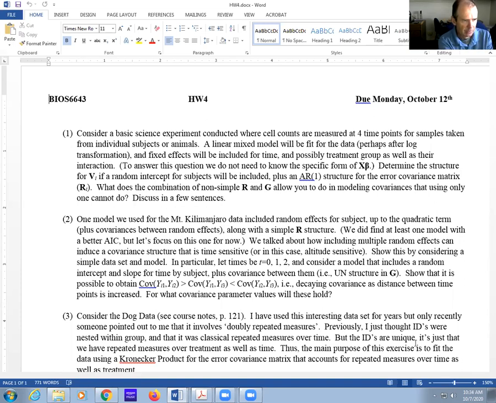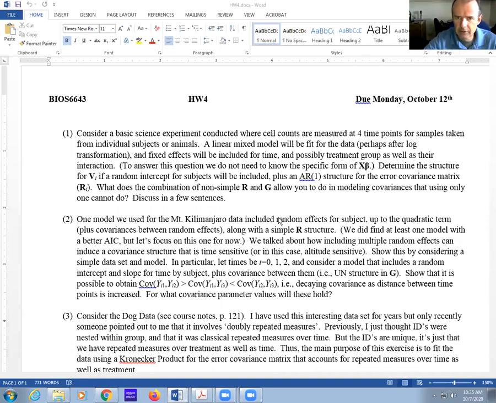Determine the structure for V sub i, if random intercepts for subjects will be included, plus an AR1 structure. What does a combination of non-simple R and G allow you to do in modeling the covariances that using only one cannot do? Discuss in a few sentences.